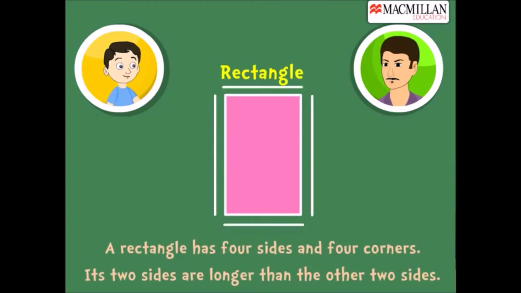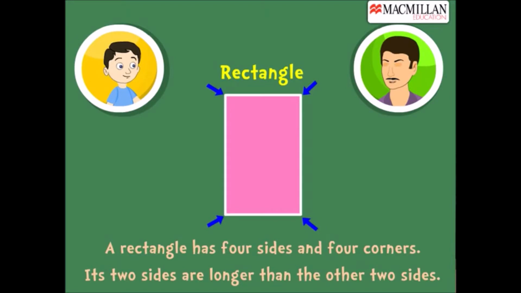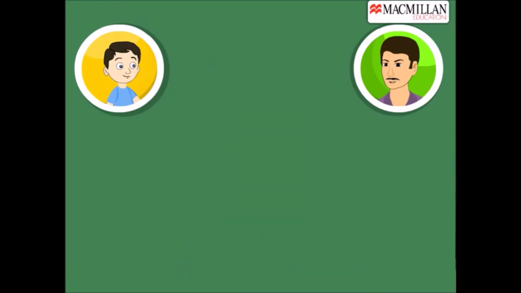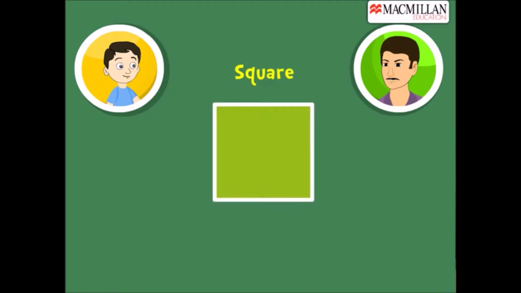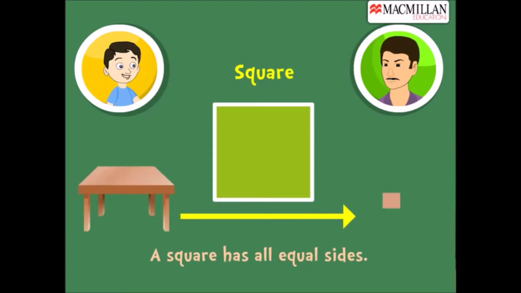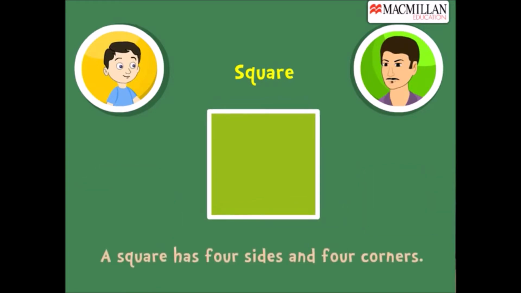A rectangle has 4 sides and 4 corners. And its 2 sides are longer than the other 2 sides. And there's another shape almost like a rectangle. That's called a square. Oh, that has all its sides equal. Just like the teacher's table in our classroom, right? Yes, exactly. A square has 4 sides and 4 corners, and all its sides are equal.